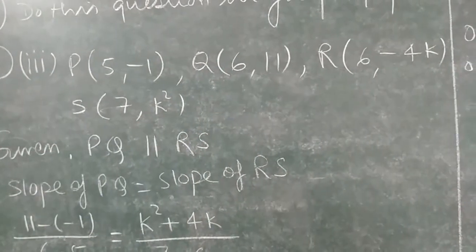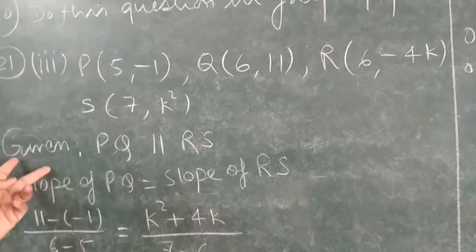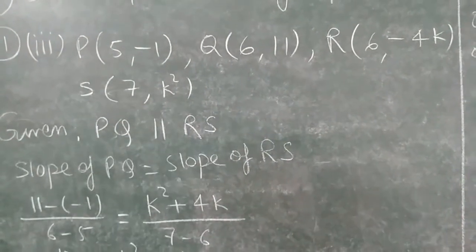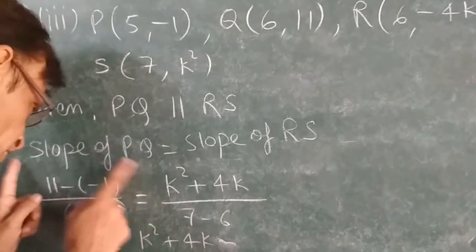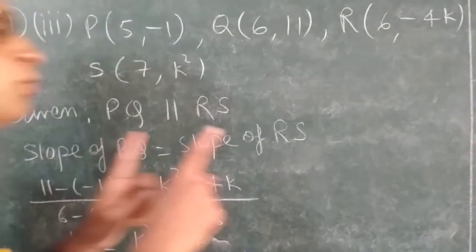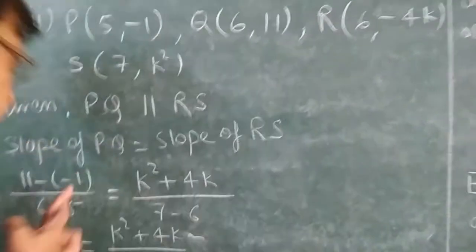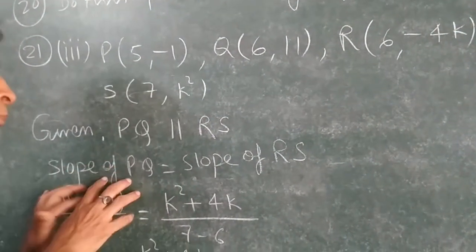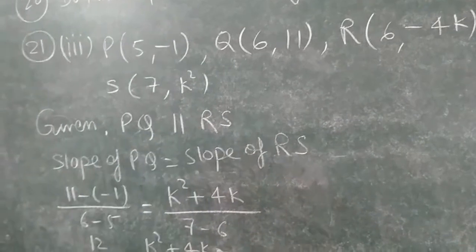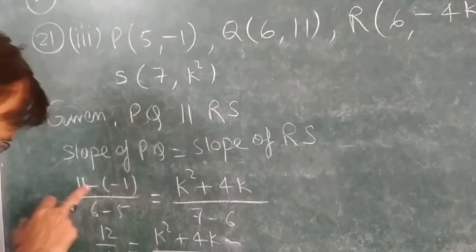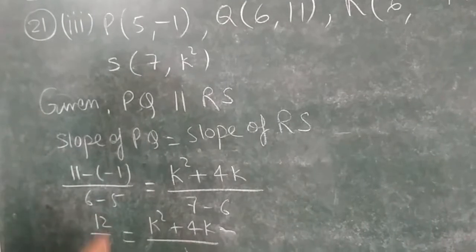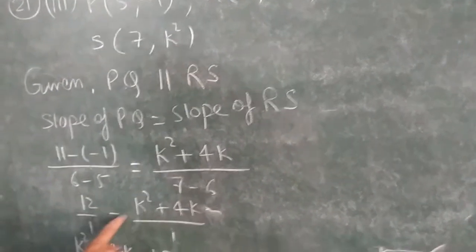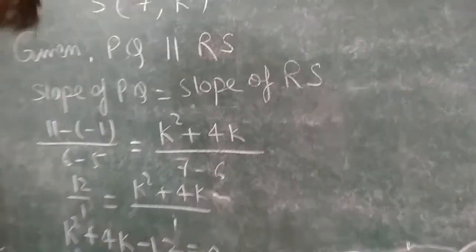PQRS, all the points are given, and we are also given in the question that PQ is parallel to RS. So what we do, we find the slope of PQ and the slope of RS, and because they are parallel, their slopes are equal. Slope of PQ equal to slope of RS. Now find the slope: 11 minus minus 1 upon 6 minus 5, equal to k square plus 4k upon 7 minus 6. 12 upon 1 equal to k square plus 4k upon 1.